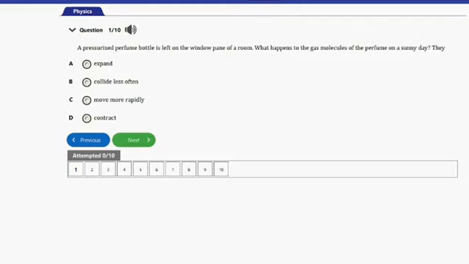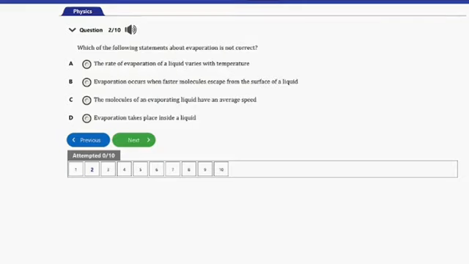Let's go ahead and consider the next question. That's question number 2. It says, which of the following statements about evaporation is not correct? We have A. The rate of evaporation of a liquid varies with temperature. B. Evaporation occurs when faster molecules escape from the surface of a liquid. C. The molecules of an evaporating liquid have an average speed. And D. Evaporation takes place inside a liquid.